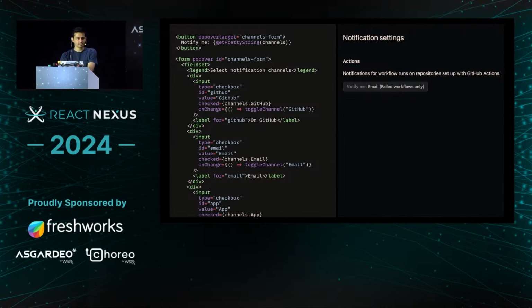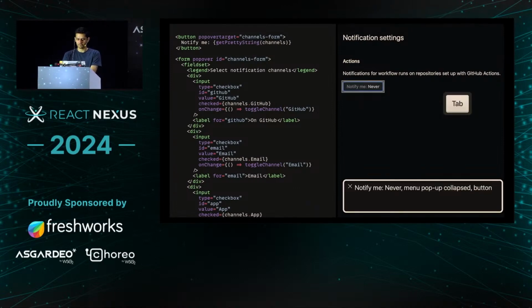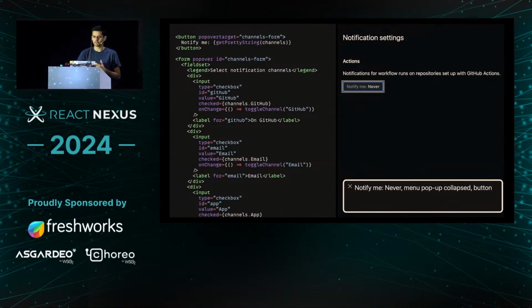Let's see what the screen reader sees. So we're going to count the number of options that exist in the form. Notify me, never, menu pop-up collapsed, button. All right, so it says notify me, and it also says never, which is the value, so that's cool. And then because it said menu pop-up collapsed, I know I can press enter to open it.